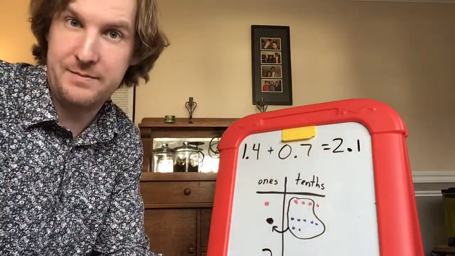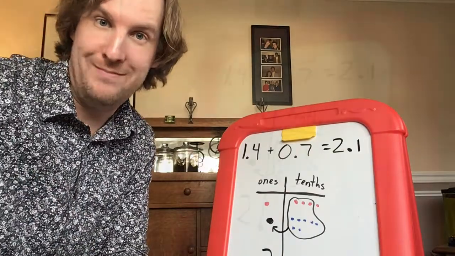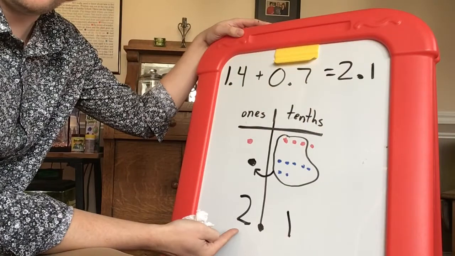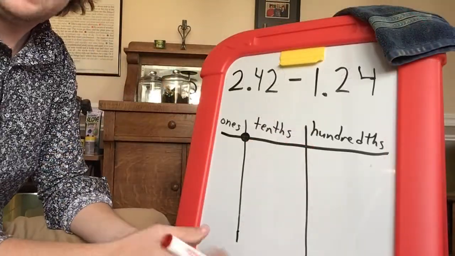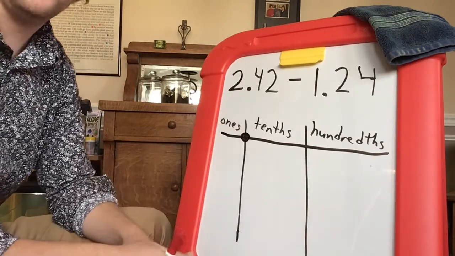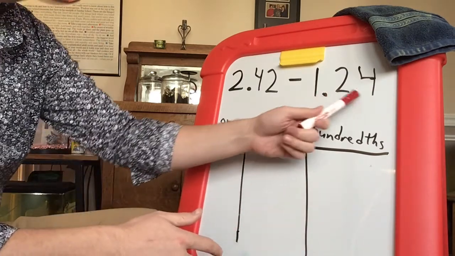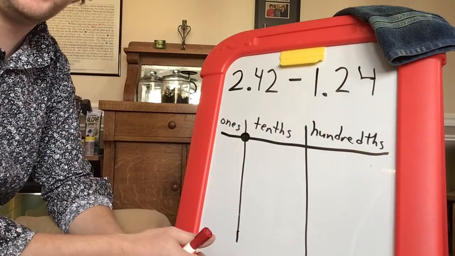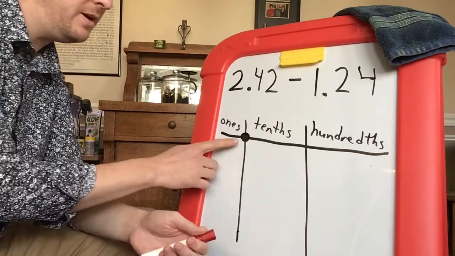Now that's for adding. We're going to work on a subtraction one together too. That was 2 and 1/10. Now here we have 2 and 42/100. We've got to take away 1 and 24/100 from that. So I've set up my place value chart. I included my decimal point.